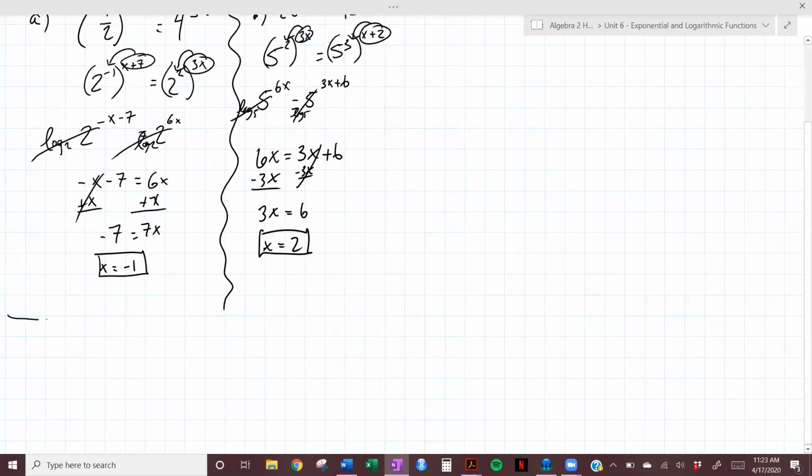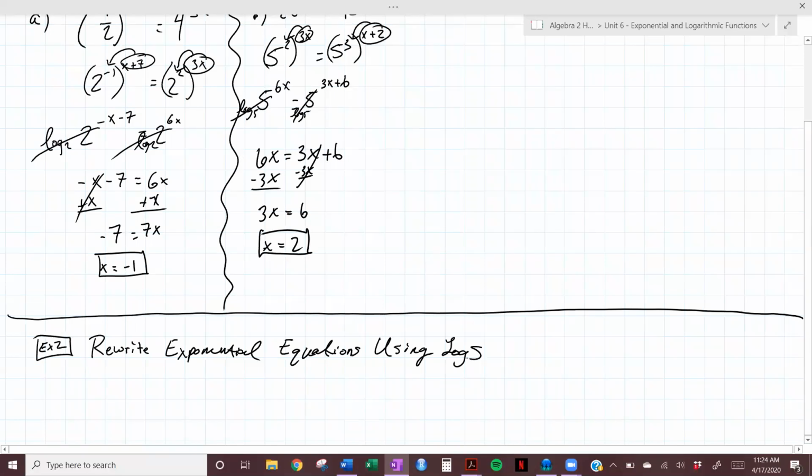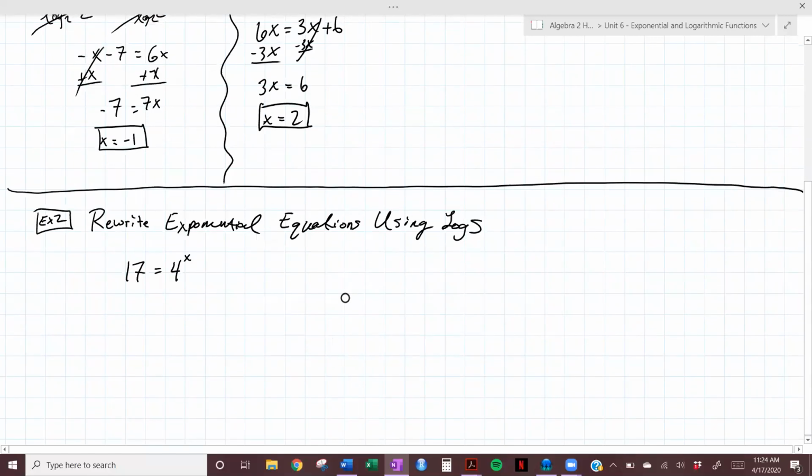Now, here is our next example. Example 2: rewrite exponential equations using logs. Okay, so we have 17 = 4^x. So we need to figure out how to rewrite that.